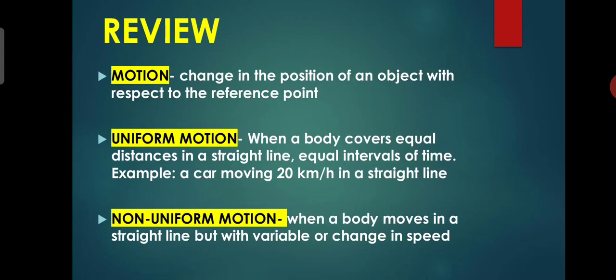Motion is the change in the position of an object with respect to the reference point. While uniform motion is when a body covers equal distances in a straight line in equal intervals of time, for example, a car moving 20 kilometers per hour in a straight line. While non-uniform motion is when a body moves in a straight line but with variable or changing speed.